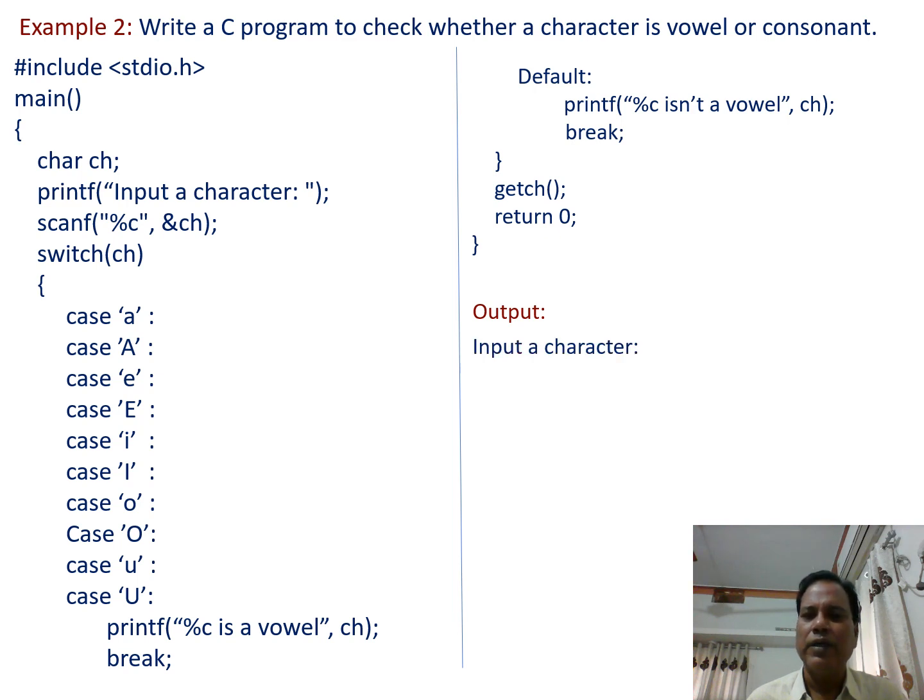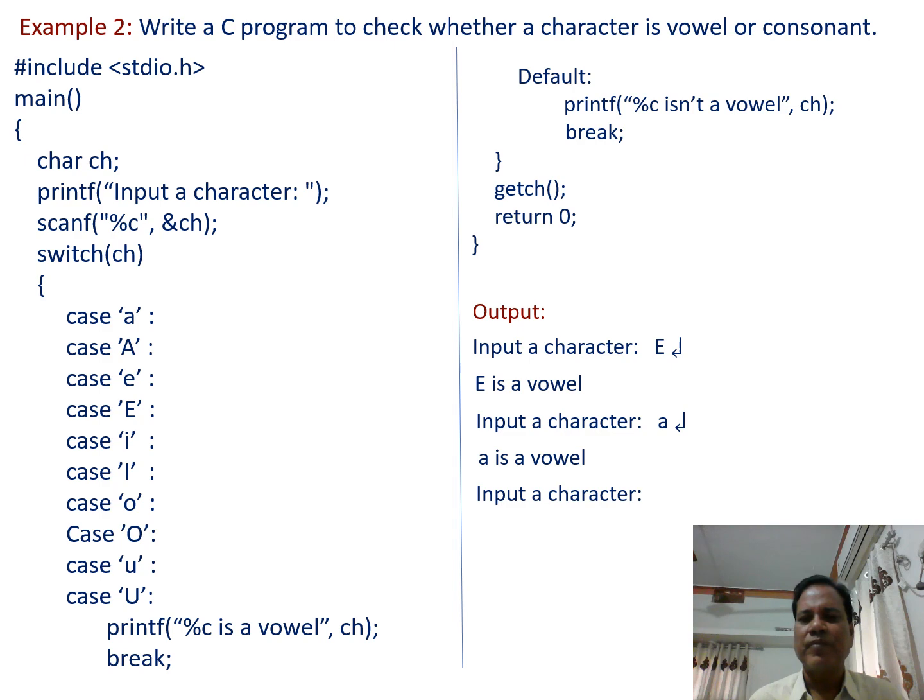Input a character, and here suppose we press E and press the enter key. Then "E is vowel". Now in the second run, input a character, and suppose this time we press A. Again "A is vowel" is displayed. The third time when we run the program, input a character, and suppose this time we press D. Then the output displayed is "D isn't a vowel".